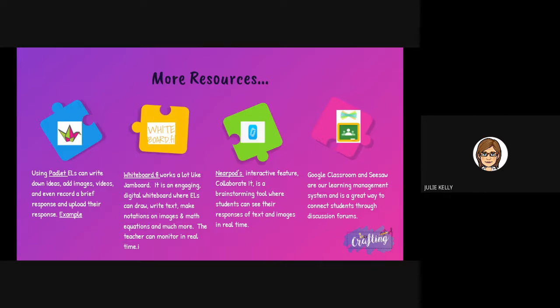So if you want students to respond to something that they've read and that's part of their playlist, your beginner may respond orally, but your advanced or advanced high student may respond in writing. And just knowing that students have this option is going to motivate them to participate. And then, of course, Nearpod. I don't have a lot of experience with Nearpod, but I have played with it. I know they have an interactive feature called Collaborate. It's a tool that can be used to brainstorm, where students can see their responses of text and images in real time. So this is also something to consider.